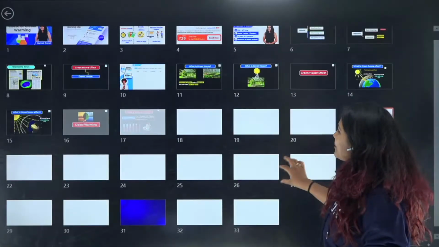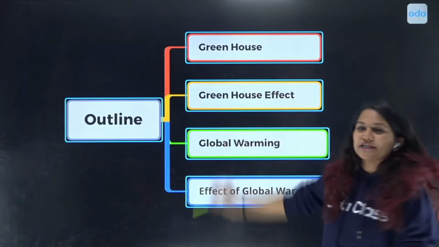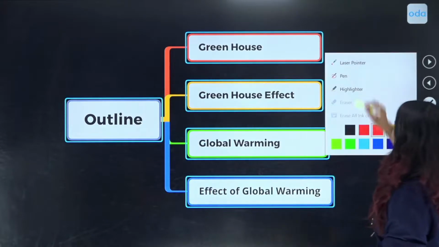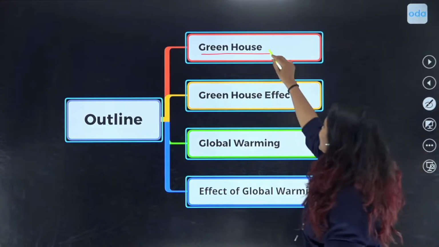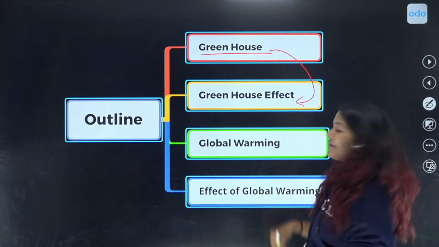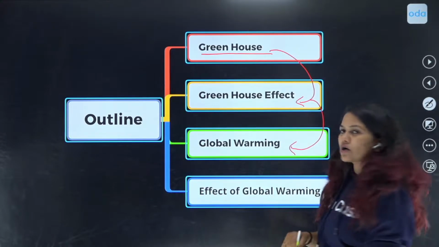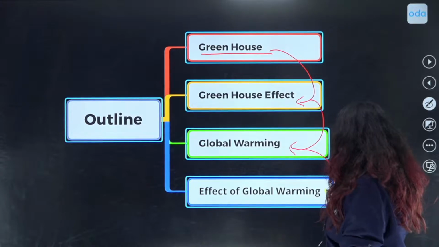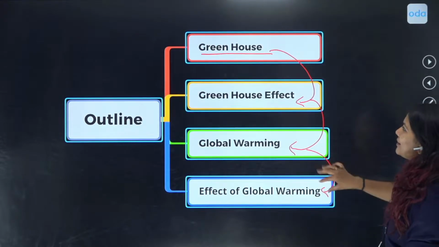All right, let me also tell you what we are going to learn in today's class. In today's class, we will be discussing the greenhouse effect. And the greenhouse effect is the cause of global warming. And at the end we will also discuss some harsh effects of global warming.